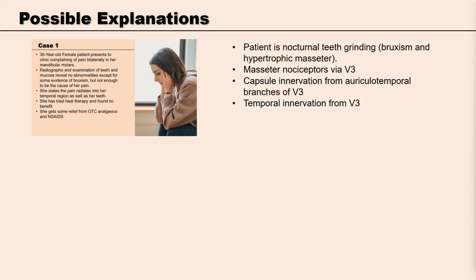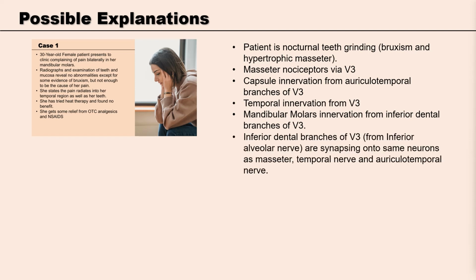Pain being perceived in the teeth. What innervates the mandibular molars? The inferior dental branches from the inferior alveolar nerve, which is from the mandibular branch of the trigeminal. All of these branches will synapse at the spinal nucleus of the trigeminal nerve, but may be synapsing on the same second order neuron, and therefore the cortex is unable to determine where the noxious stimulus originally came from.